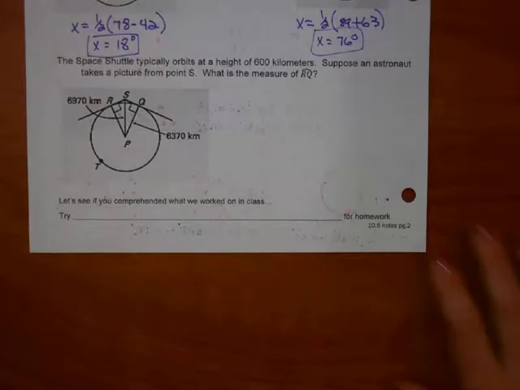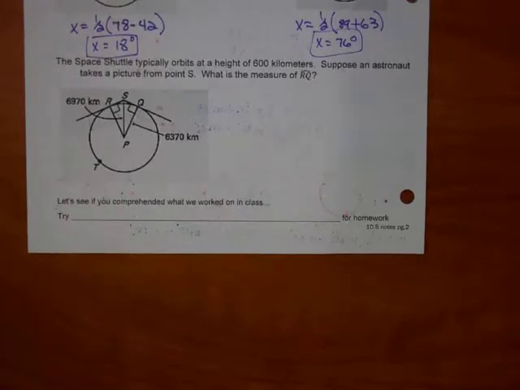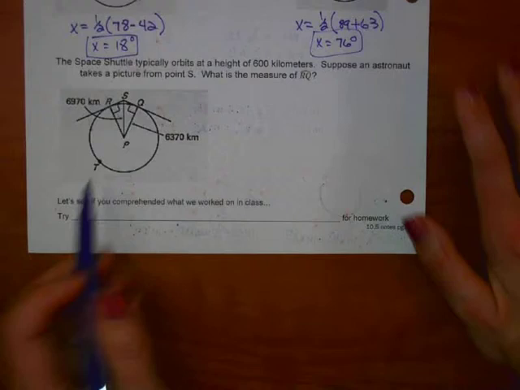Here we go. The space shuttle typically orbits at a height of 600 kilometers. Please pay attention to this, or you're going to be lost. Suppose an astronaut takes a picture from point S. What is the measure of arc RQ?